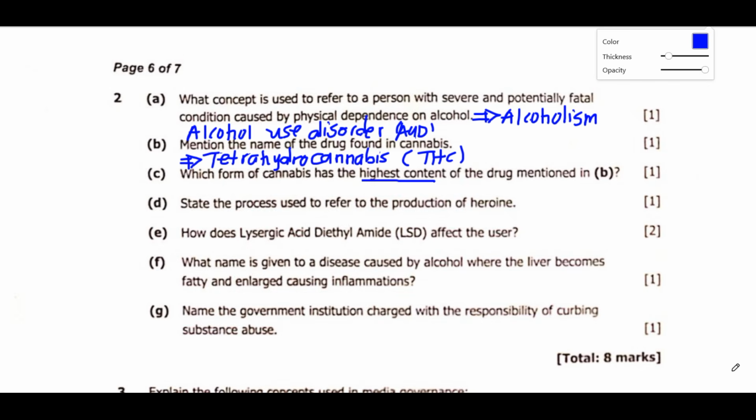Then question C, which form of cannabis has the highest content in terms of percentage of the drug mentioned in B? So the highest is hashish oil, of about 22%. Then if you are asked to find the lowest, the lowest is marijuana. So marijuana has the lowest content of this drug, in case you are asked a different question. Then question D, state the process used to refer to the production of heroin. So we call this one acetylation of morphine.